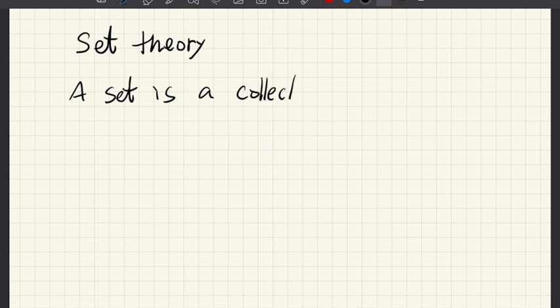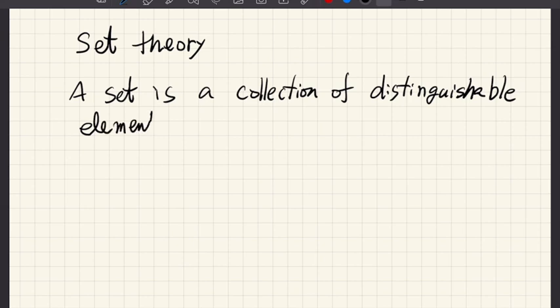All right, let's study set theory. Of course, set theory is a study of sets, but what is a set? A set is a collection of distinguishable elements. So this term, distinguishable, is important.